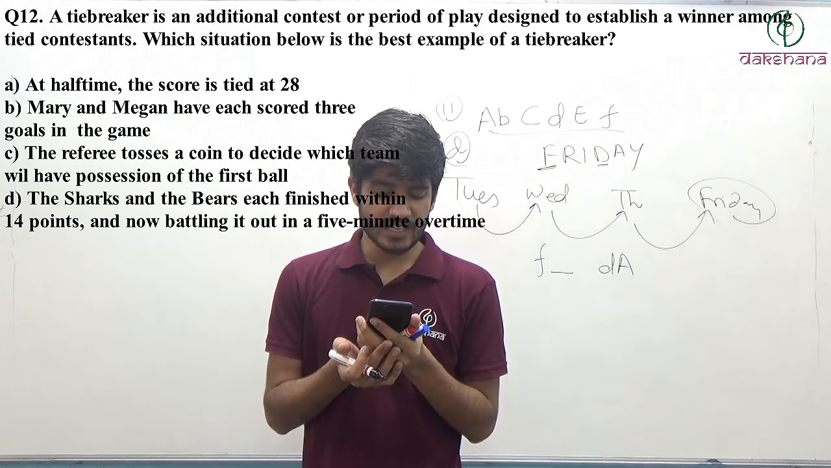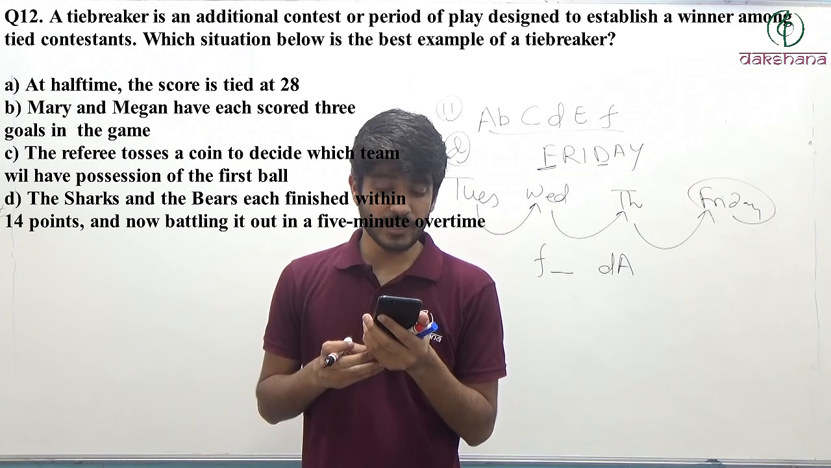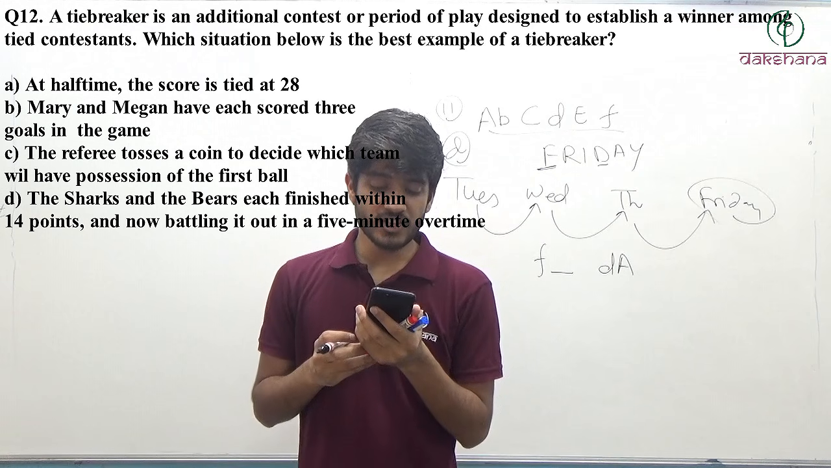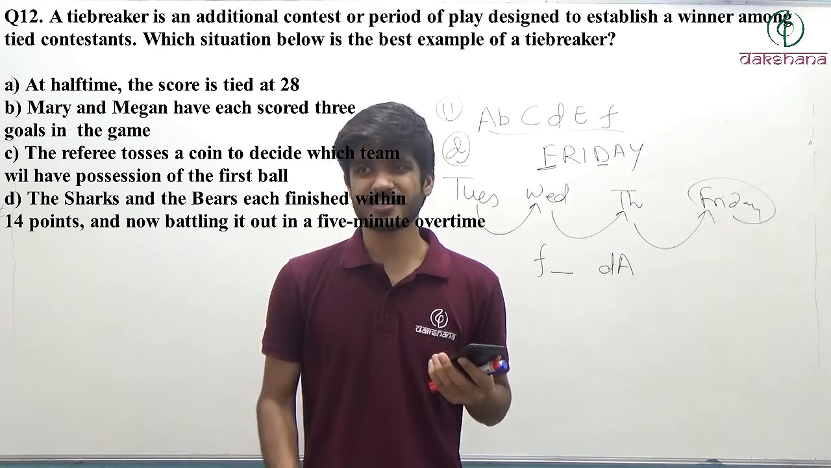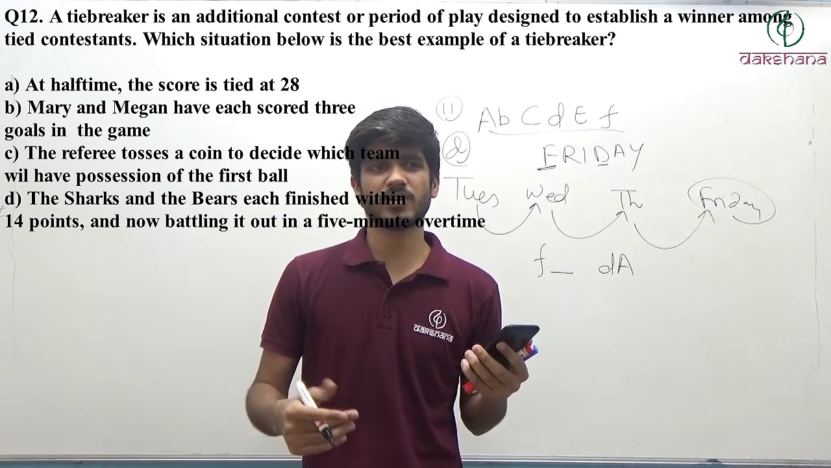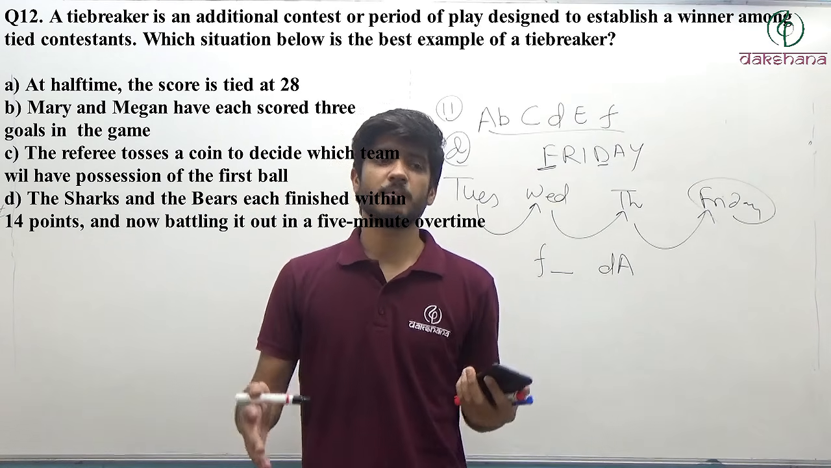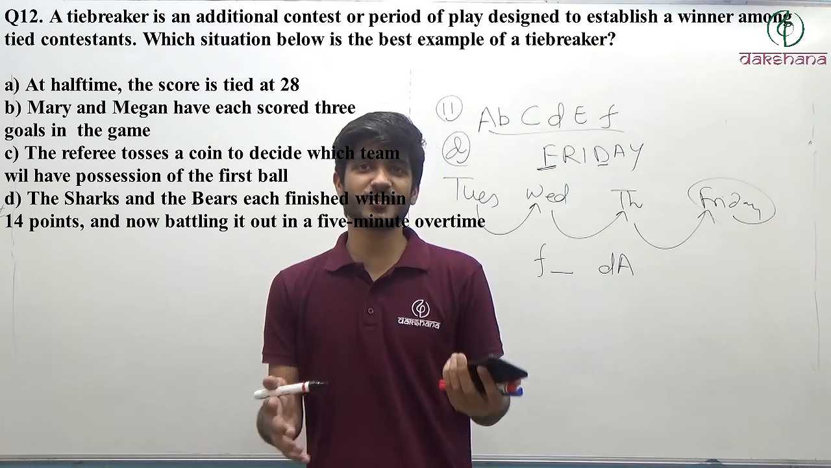Then option C says the referee tosses the coin to decide which team will have the possession of the first ball. Yes, the coin is tossed before the match to decide who will have the possession of the ball, but it has nothing to do with the tie.